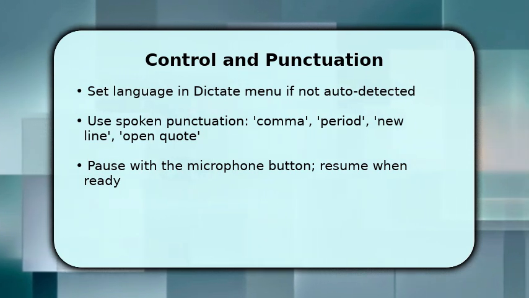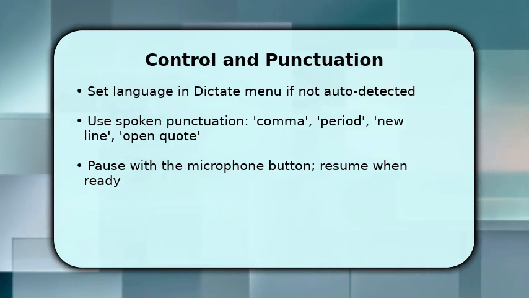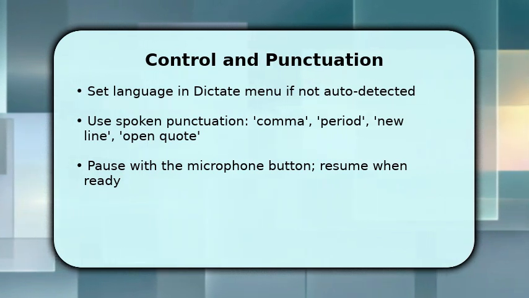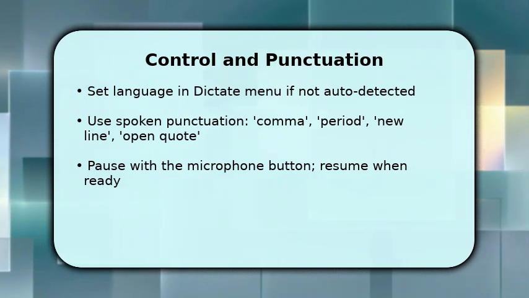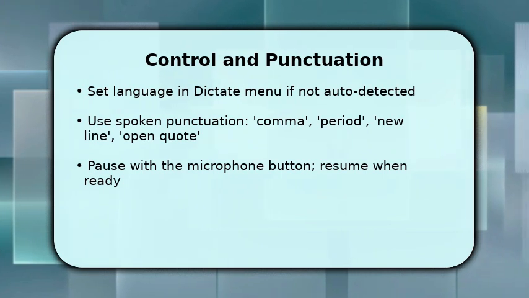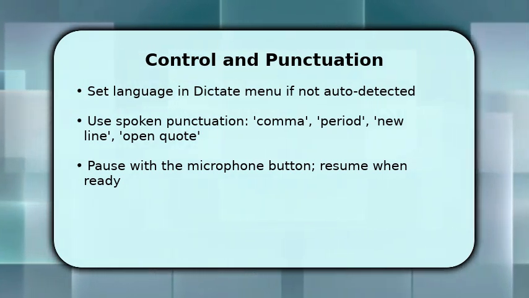Speak punctuation words, comma, period, question mark, because Word converts them into characters. This avoids later cleanup. You can say commands like new line or new paragraph to structure text as you go. If you need a break or to change wording, press the microphone button to pause, then press again to resume. These controls give you precise formatting and reduce editing time afterward.